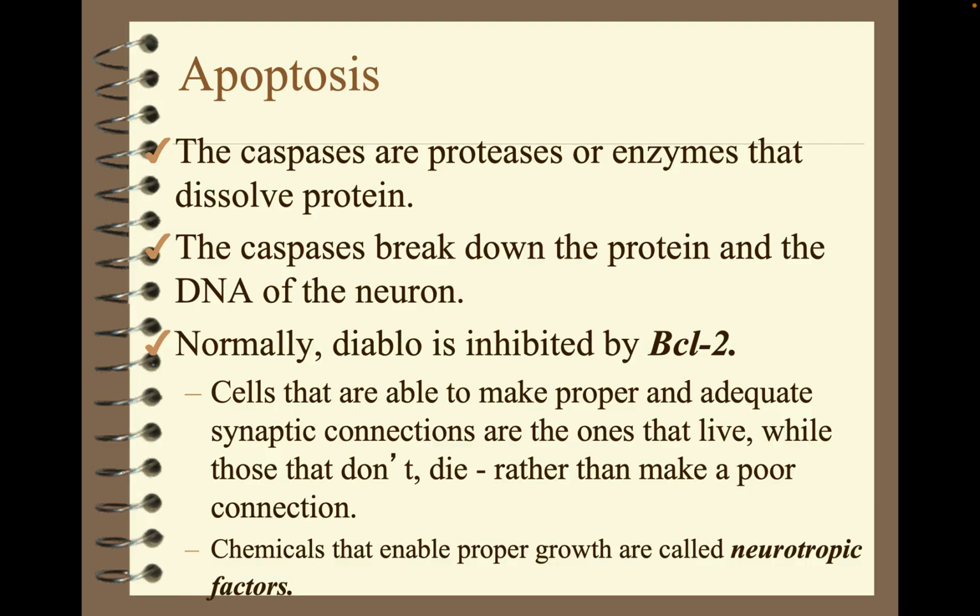Cells that are able to make proper and adequate synaptic connections are the ones that live, while those that don't die rather than make a poor connection. Chemicals that enable proper growth are called neurotropic factors.